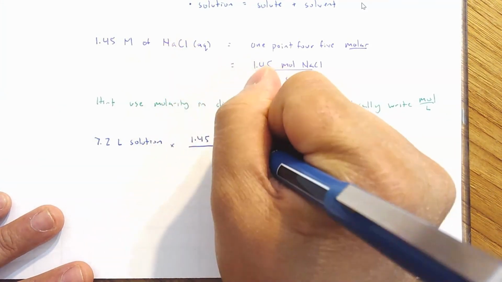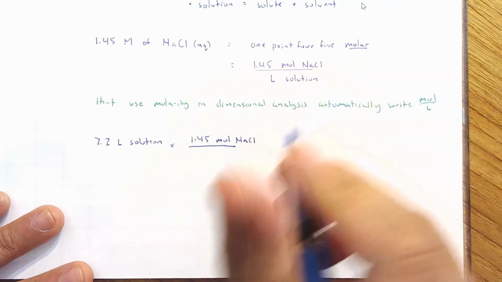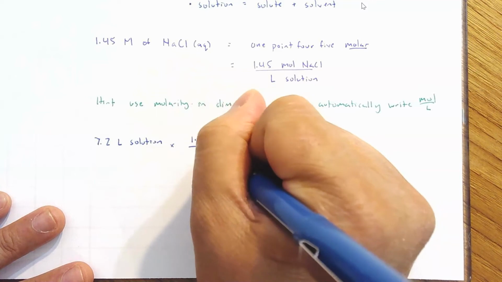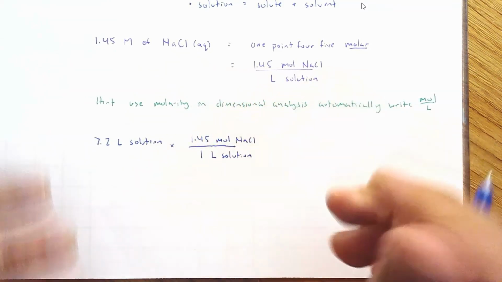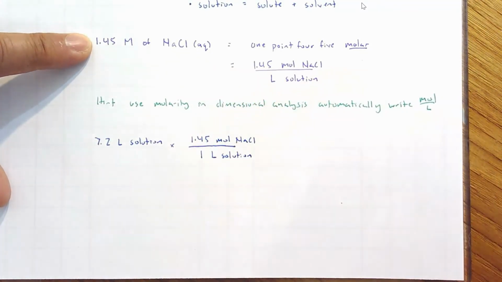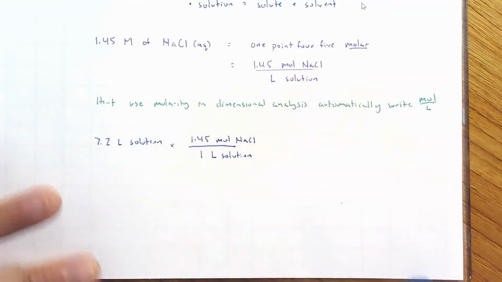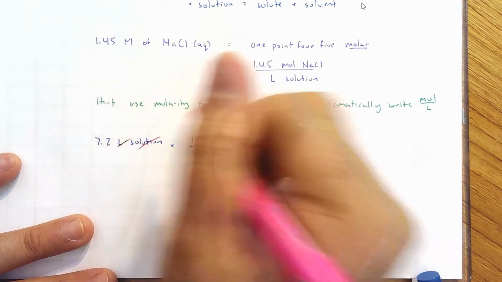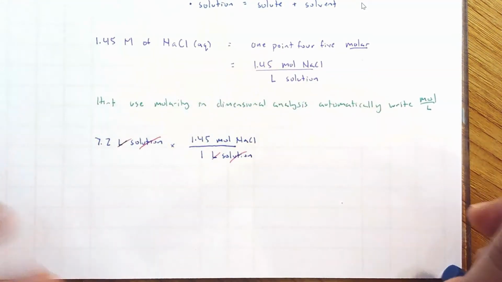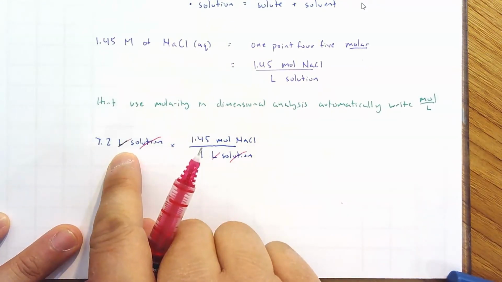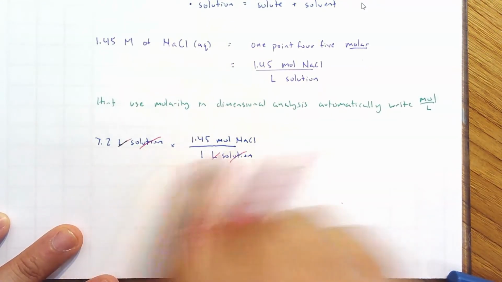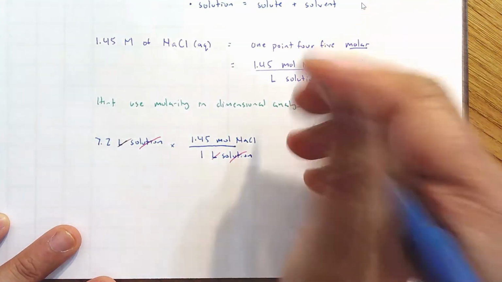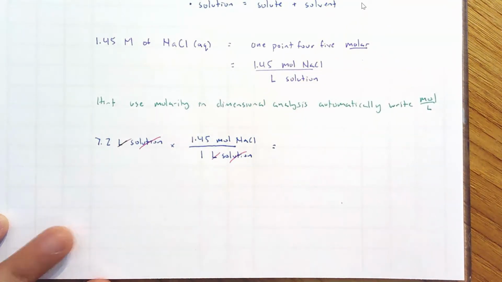1.45 moles of NaCl over what? 1 liter of solution. Because the molarity I'm using is 1.45 moles per liter. And you notice that the liters cancel out and the solution cancels out. Technically, this is a solution of NaCl, so maybe we don't have to write that NaCl over there. Ultimately, you get moles of NaCl.